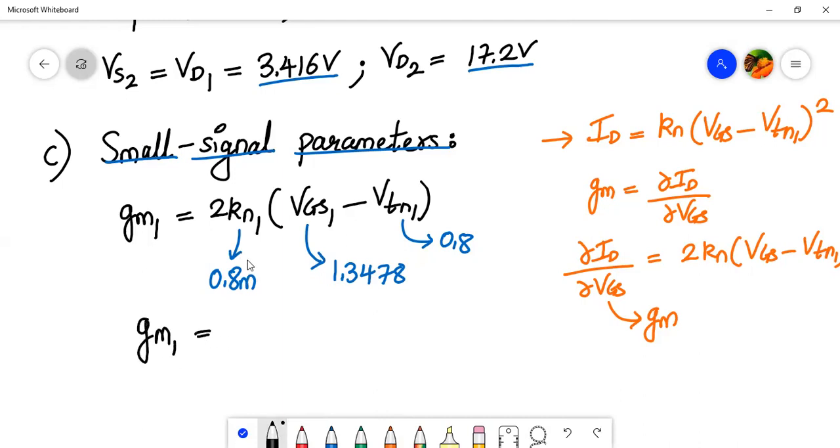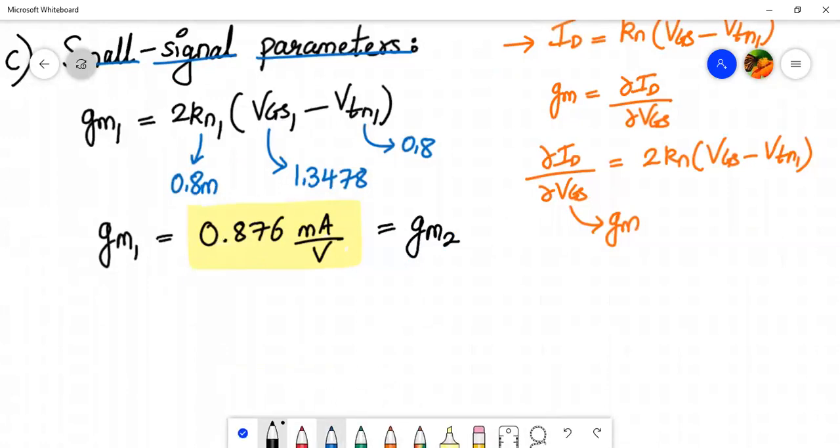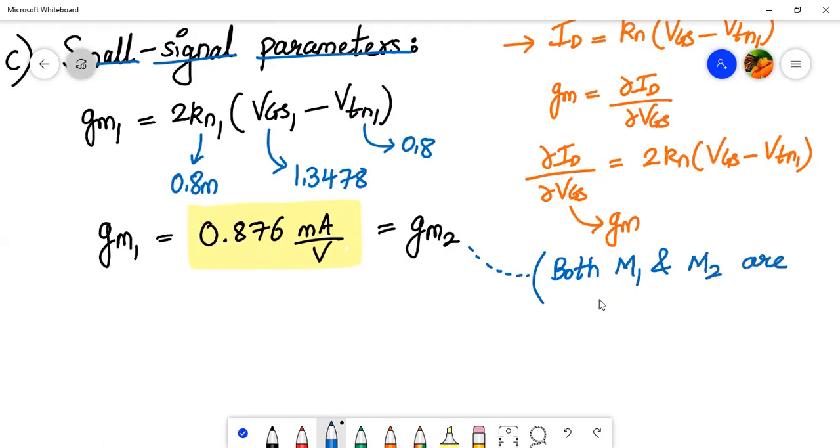So finally, if you substitute all the values, you will get GM1 as 0.876 milliampere per volt. Okay. And this value of GM will match with the GM2 value also, because both the transistors are symmetric, right? So this is also equal to GM2. All right, let's move on further. And what is the reason for this? Both M1 and M2 transistors are identical.